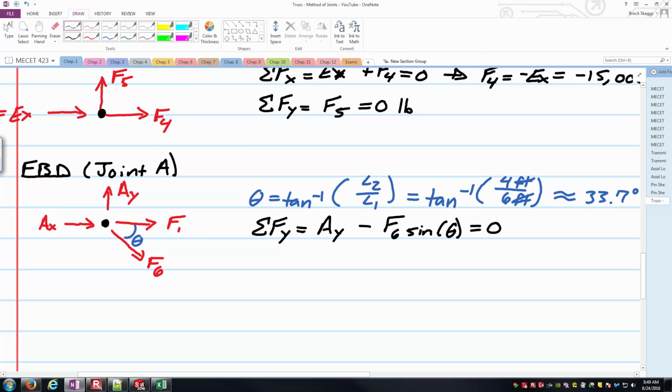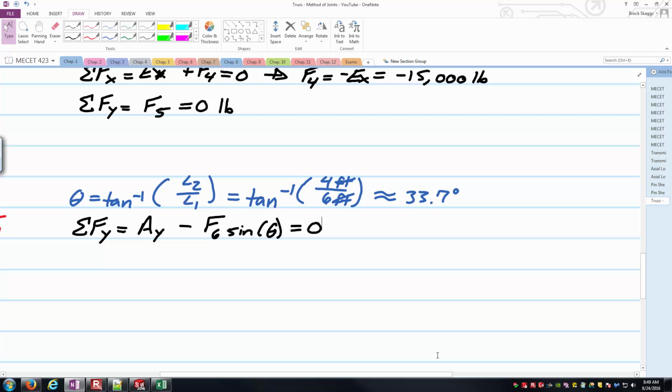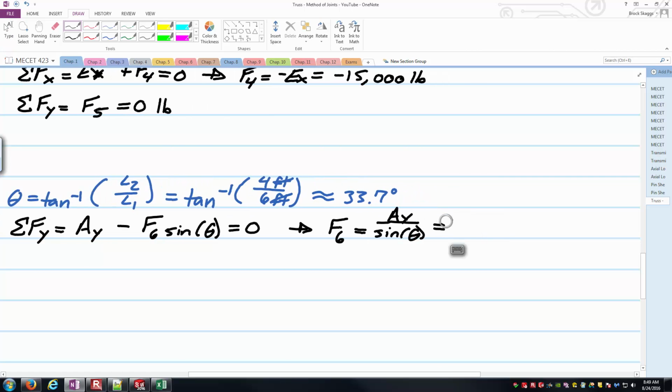And so now what do I need? Well, I need to solve for F6. I'll scoot over to the right here. Solving for F6 out of this is going to equal A sub y over the sine of theta. And so A sub y, that was 5,000 pounds, I believe, is equal to P. And we'll divide that by the sine of the angle, 33.7 degrees.